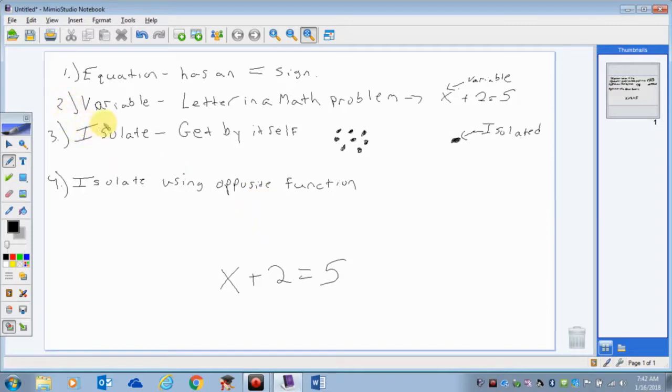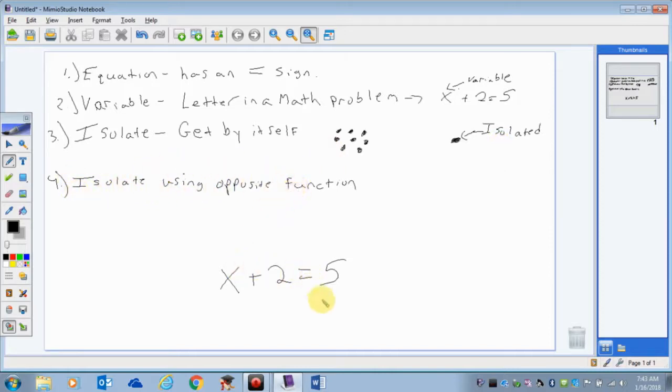The second thing we need to know today is that a variable is the letter in a math problem. In this math problem, I have the same one up here as the example. It's pointing at x as the variable. So in this problem down here, the variable is x. Step 3 is to isolate the variable. To isolate the variable, you have to get it by itself. I'll show you a bunch of dots here and then one dot off to the side all by itself. It's isolated.